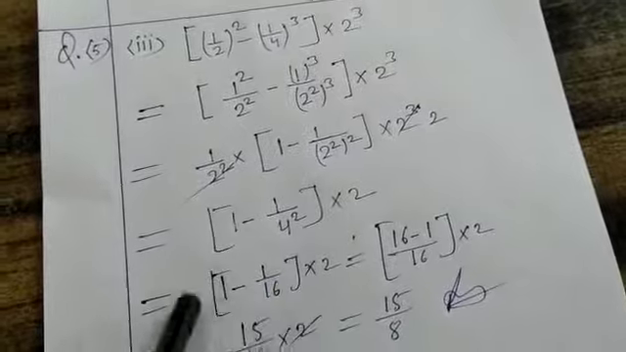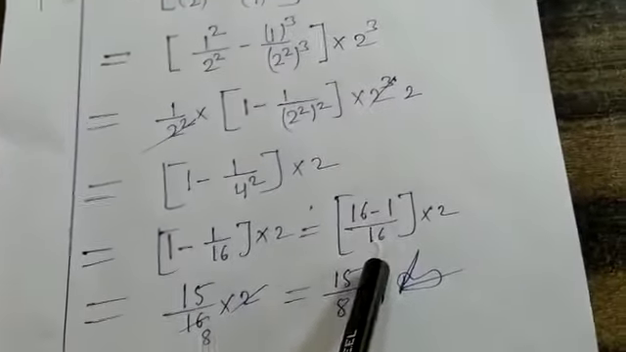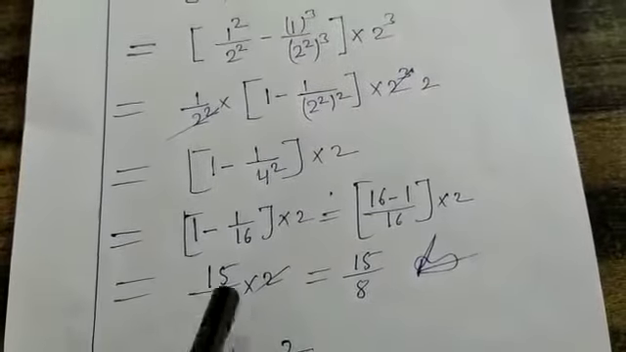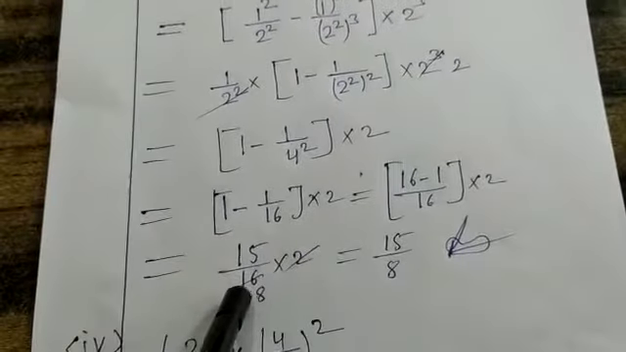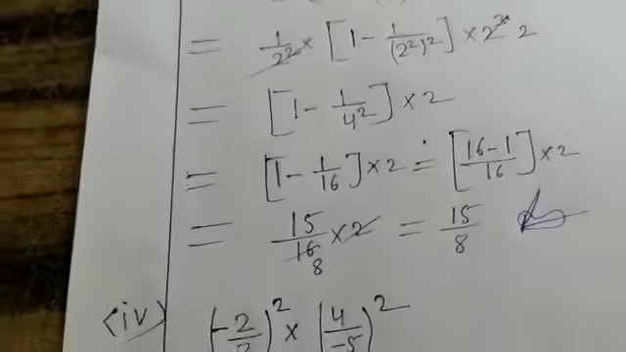Now just subtract 1 by 16 from 1, so you will get 16 minus 1 by 16. 16 minus 1 is equal to 15, 15 by 16 into 2. And now this 16 can be cancelled with this 2, 2 8s are 16. So 15 by 8 is your answer.